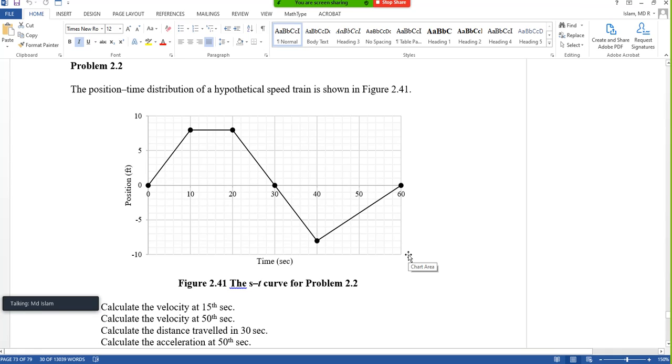Okay, now we will solve this problem. What is this problem? It is a position versus time. What does position mean? Displacement. So displacement versus time. Displacement is a vector term.